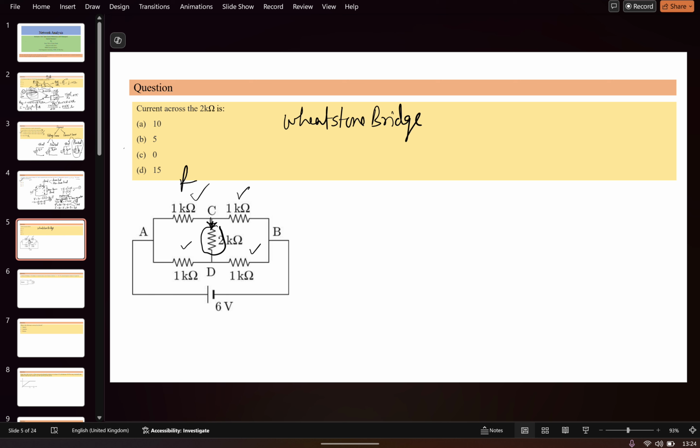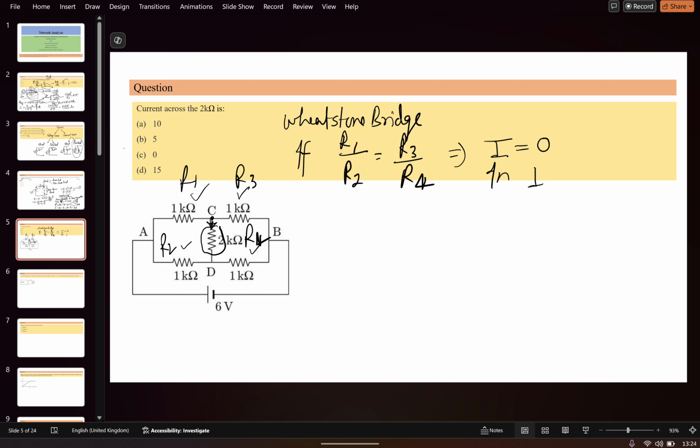Suppose this is R1, this is R2, this is R3, this is R4. If R1 by R2 is equal to R3 by R4, then in this case there will be no current. The current will be zero in the in-between resistance. Suppose this is the in-between node, then the current in between C and D will be equal to zero. That is, in between nodes C and D.